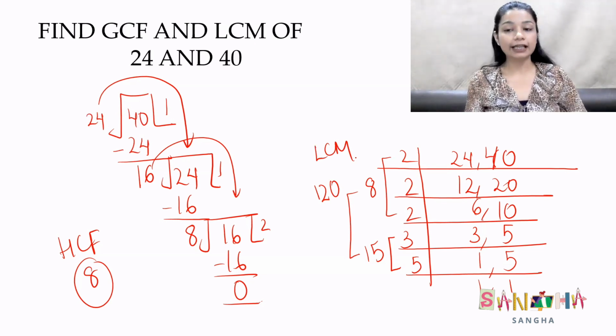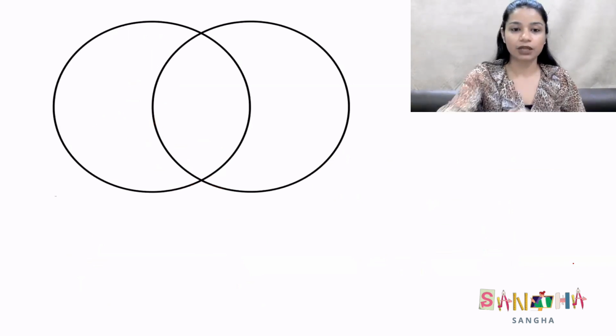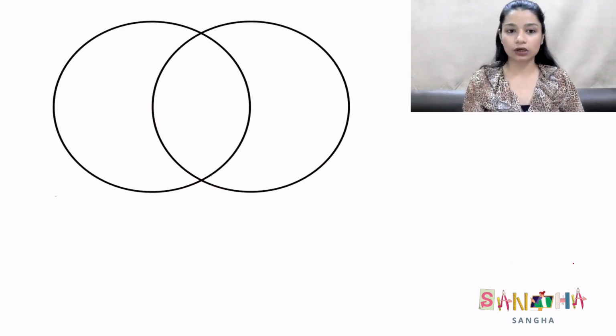And now I will tell you that using a Venn diagram, we can find both GCF and LCM all together. So you should know the answers. I have solved it for you: 8 and 120. So let's see if we can find these answers using a Venn diagram. I've already made circles here.